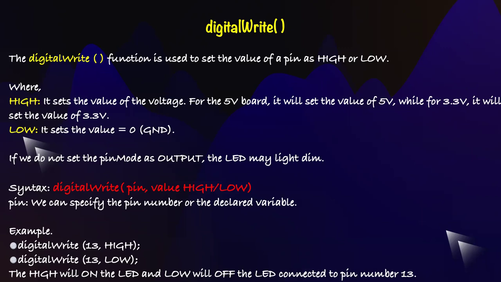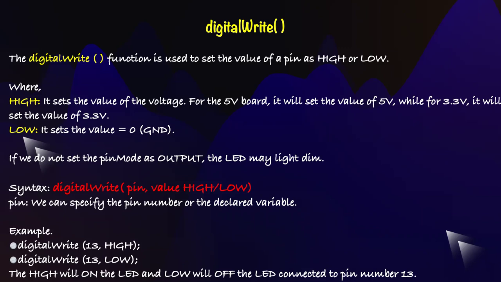Now, if we do not set the pin mode as output, the LED may light dim, because it's not a proper way to set up. If you want to blink the LED, that is the inbuilt LED or D13 LED, you must properly configure it to be an output. That is how it will shine to its full potential. What is the syntax? Dear students, note it down. The syntax is digital write, and inside the parentheses, you first write the pin number, which pin you want the value to be put in, and then comes the value, that is high or low.